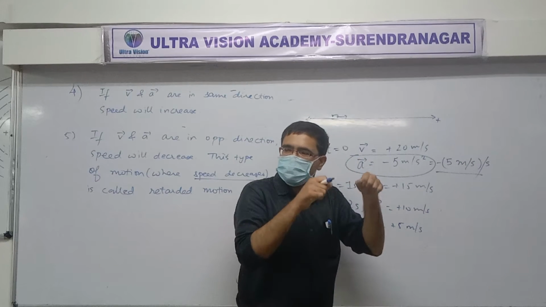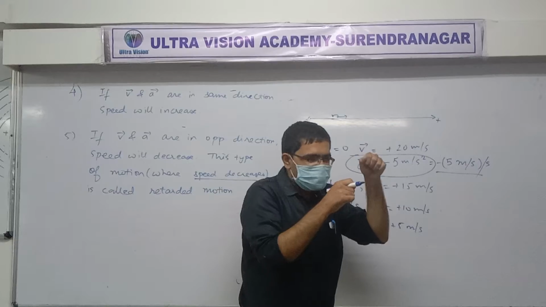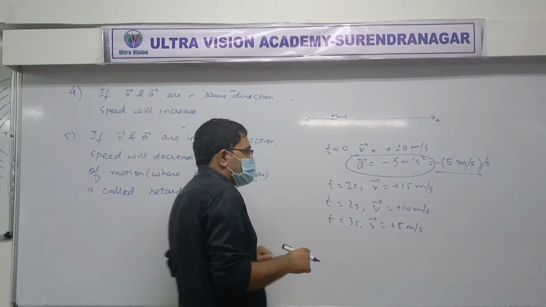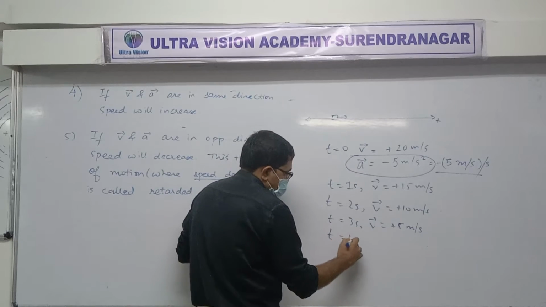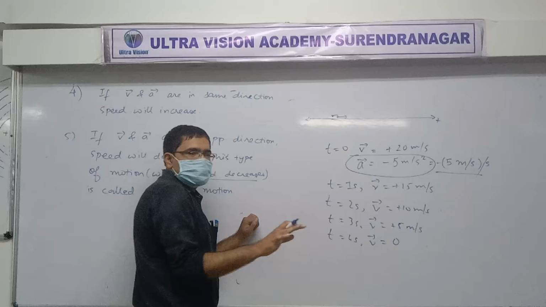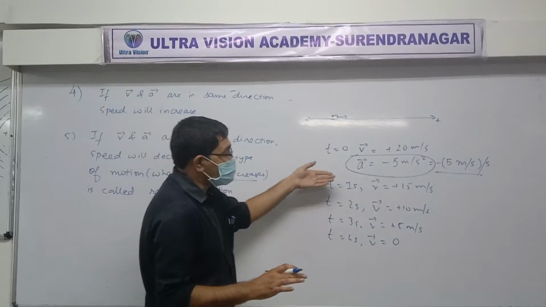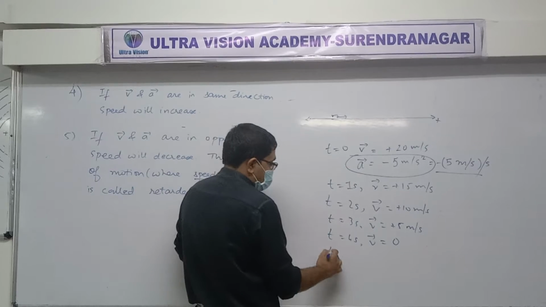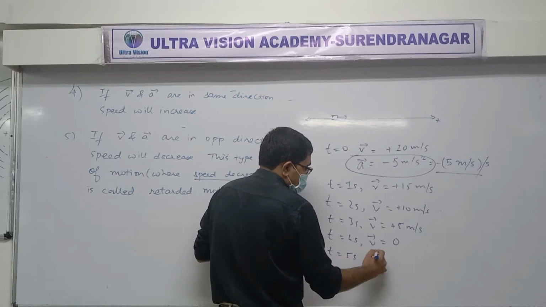So gradually the speed will decrease and it will come to a stop. Did you get that? Okay. For example, at t equal to 4 seconds, velocity will become 0. It will stop. But if acceleration continues further, then the velocity will become minus 5. Is that clear or not?